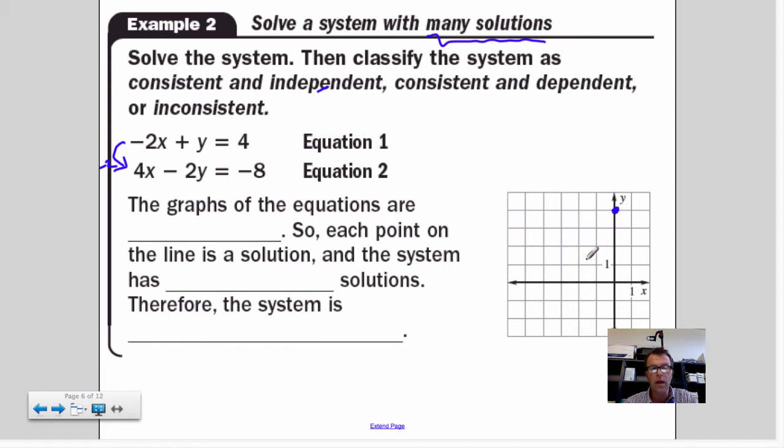And then when y is 0, x is equal to negative 2. And notice if you went through the same scenarios for equation 2, set x equal to 0, y would solve for 4, same location. And when y is 0, x would solve for negative 2. So we're really just dealing with this one line that was, I use the word scaled up, just multiplied by 2. So the graphs of the equations are the same.